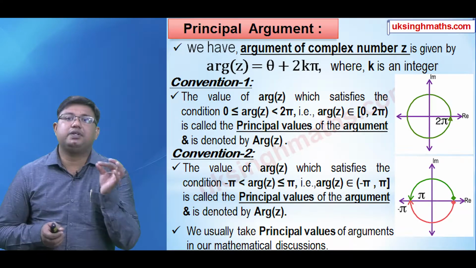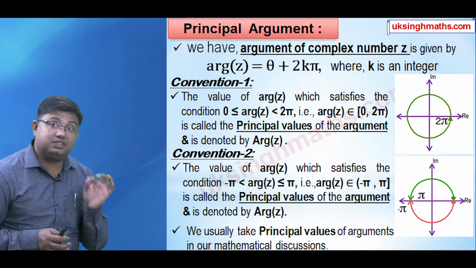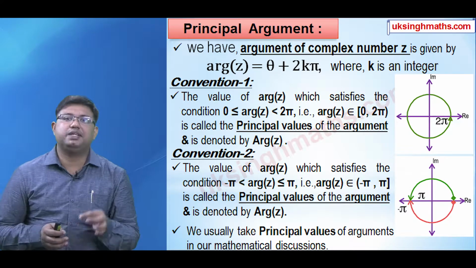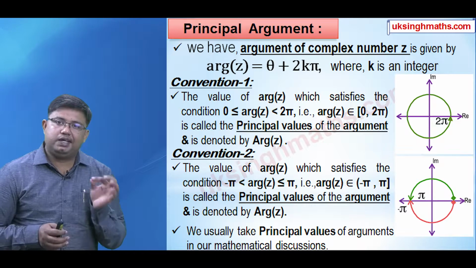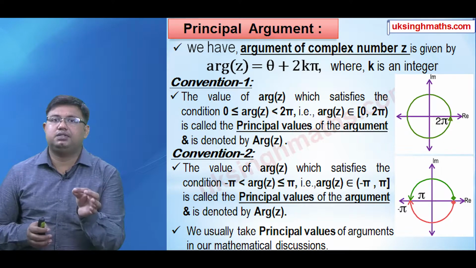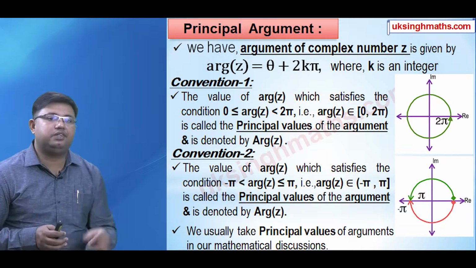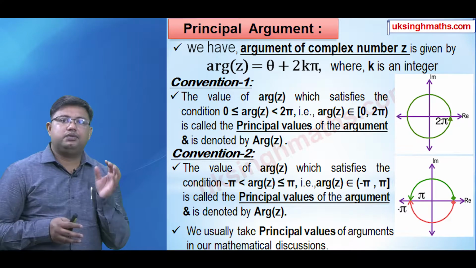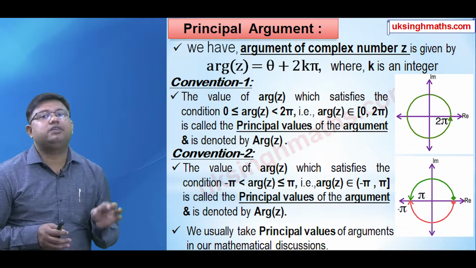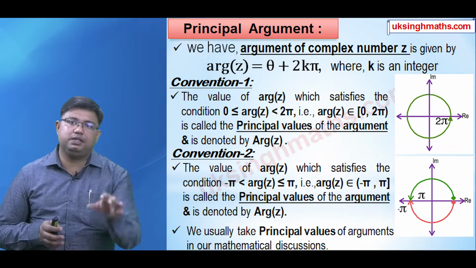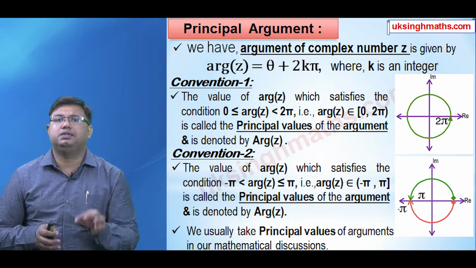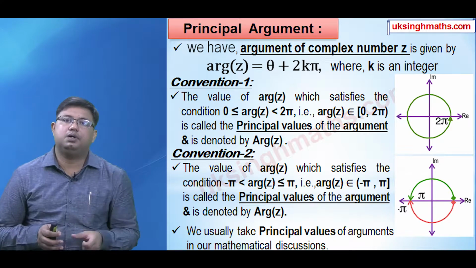Now let us see what the principal argument is. We have just seen that the argument of a complex number z is given by arg z equal to theta plus 2k pi, where k is an integer. In this way, we can visualize that this argument of z is a multi-valued function. It can take numerous values according to different values of k.